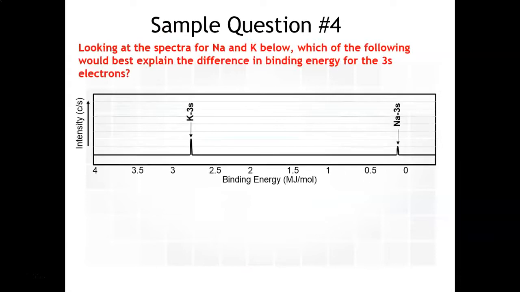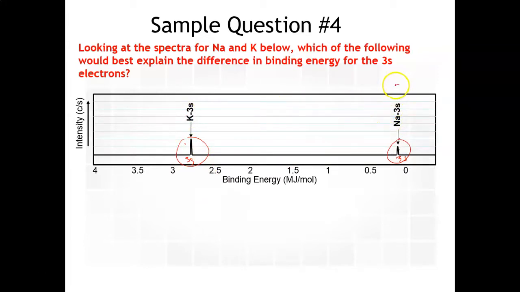All right, number 4. Looking at the spectra for sodium and potassium, which of the following would explain the difference? These are just 3s. These are both 3s. First off, why is this one shorter than this one? This is 3s for this, and this is 3s for this. So you're like, well, why is this one higher? Look where potassium is compared to sodium.